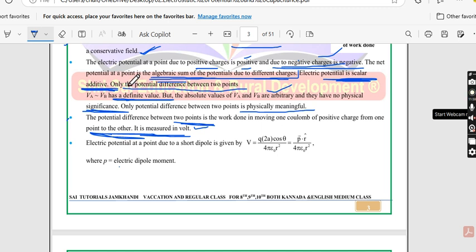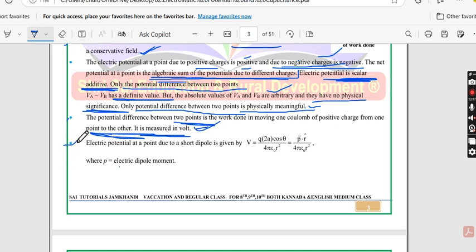Only the potential difference between the two points, Va minus Vb, has a definite value, but the absolute values of Va and Vb are arbitrary and have no physical significance. It is physically meaningful only when the potential difference between the 2 points is considered. So the potential difference between the 2 points is the work done in moving 1 coulomb of positive charge from one point to the other. It is measured in volts.